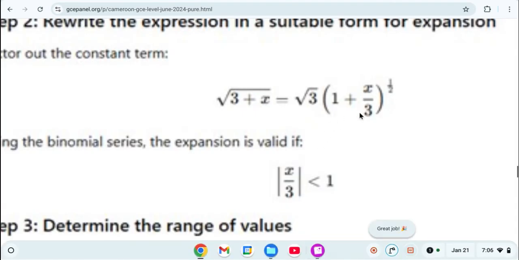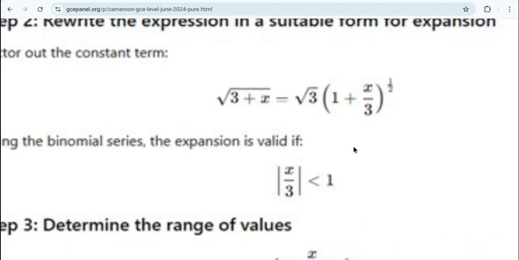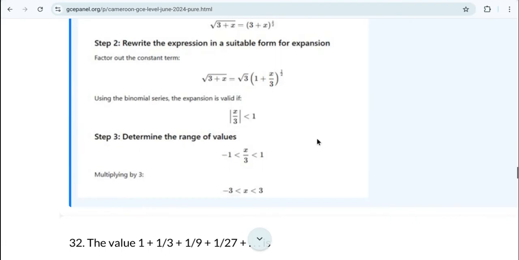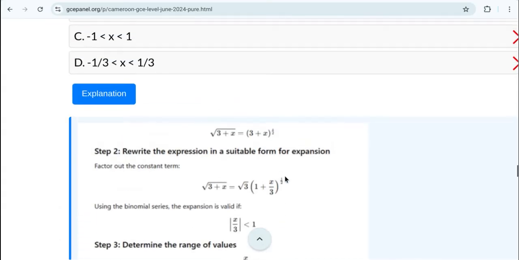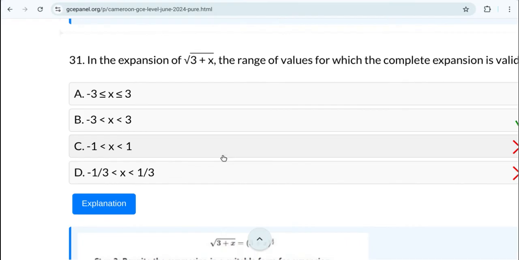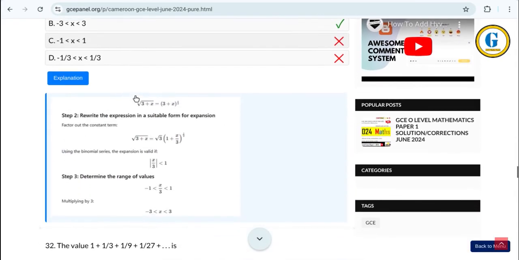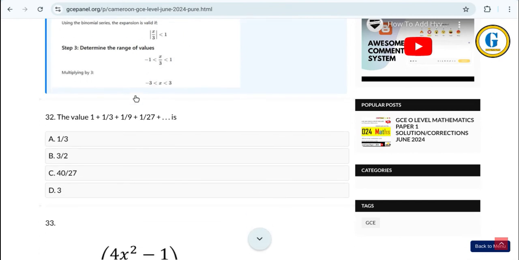So the expansion here is valid for the absolute value of x on 3 less than 1. When we solve that absolute value inequality, we have x on 3 greater than negative 1 and less than 1, and therefore negative 3 is less than x less than 3. So that's the range for which it is valid, and our key here is going to be B. Question 32.